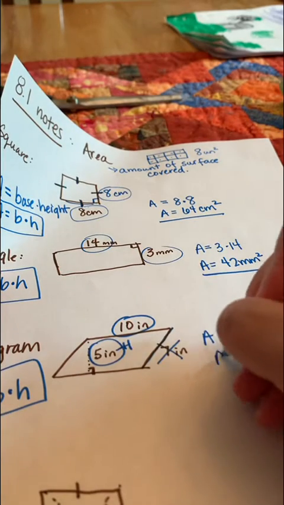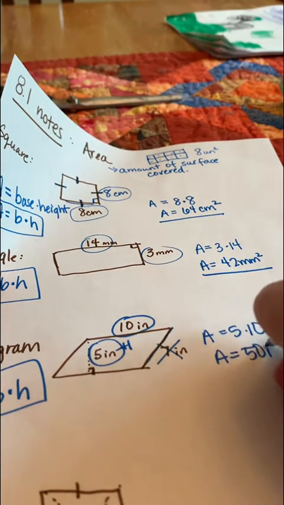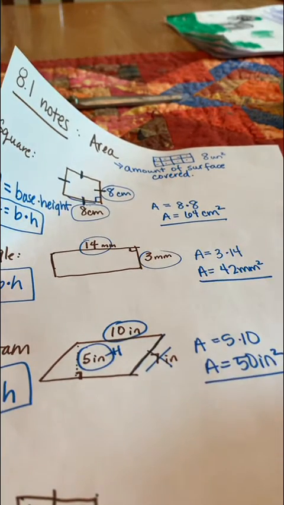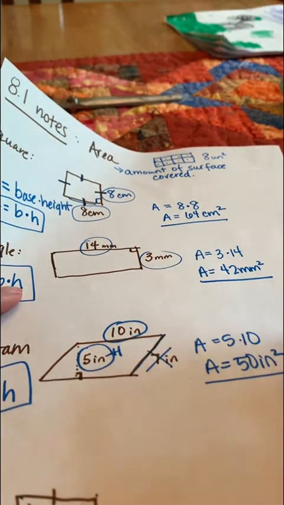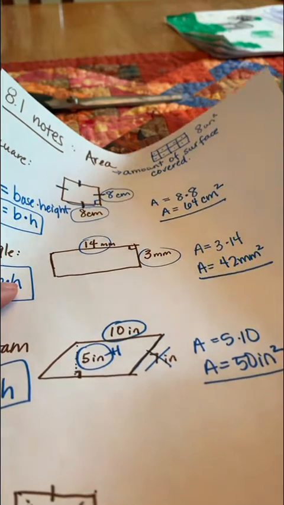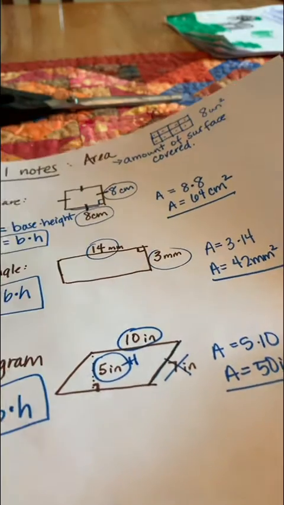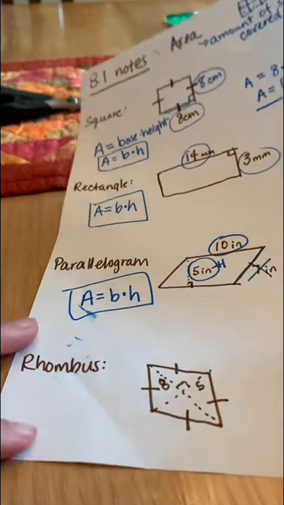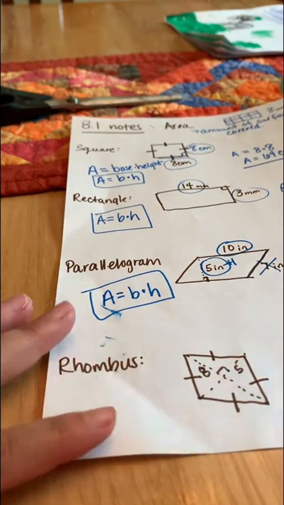5 times 10 or 10 times 5 is 50 square inches. Now, this is where we start getting a little bit different. These are, again, formulas that you are going to be given. You do not have to memorize them. They're going to be given to you on the test.